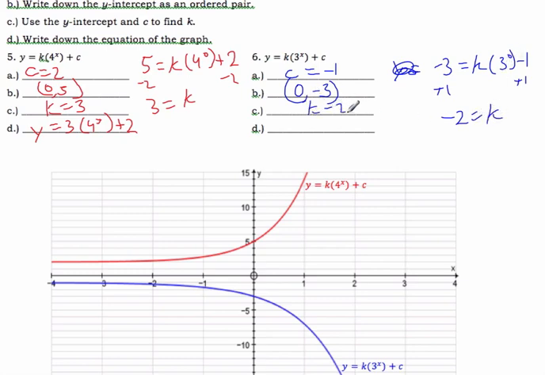k equals -2, and the equation of the exponential function is y equals -2 times 3 to the power of x minus 1.